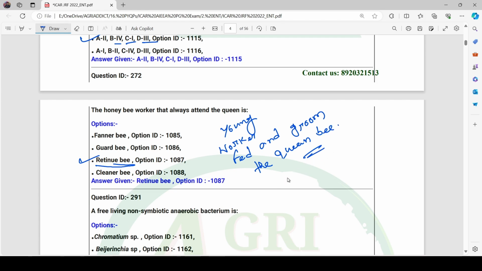The main reason for their feeding and grooming of the queen is the pheromone that is secreted by the queen, and these retinue bees mainly lick the antenna and body of the queen. Thus they do this work for a long period of time.